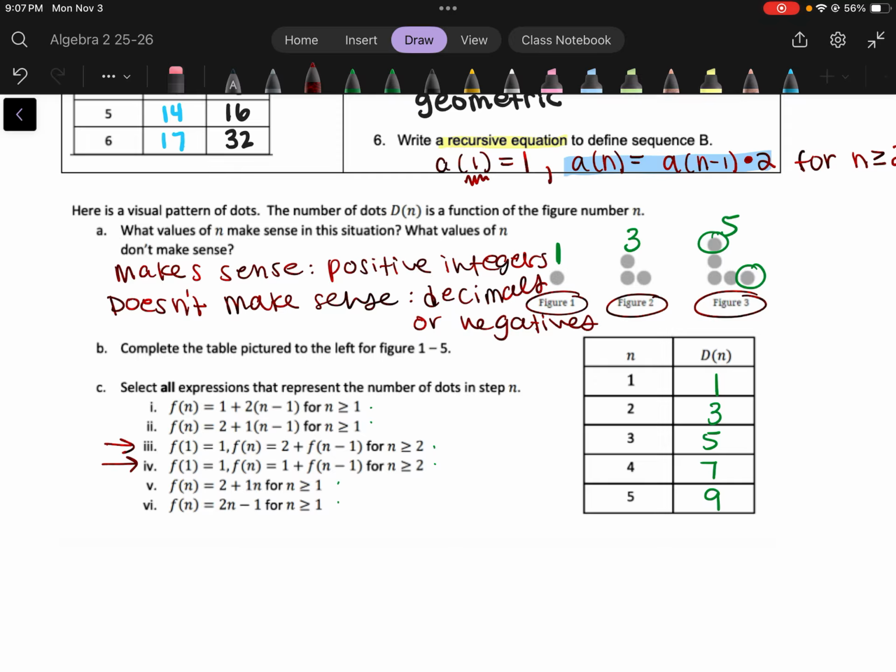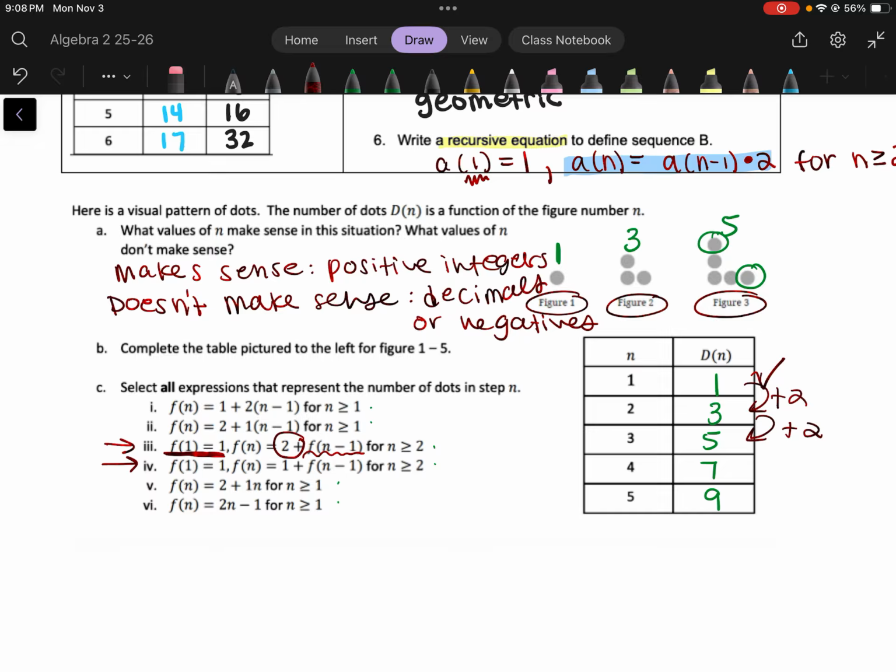So let's look at that. This one says the first term, I'm looking at Roman numeral 3 here. The first term is 1. So is the first term 1? It is. And then it says we're going to add 2 to the previous term. Are we adding 2 to the previous term here?